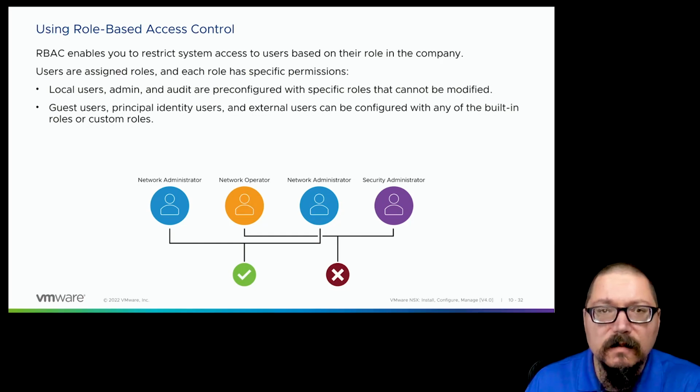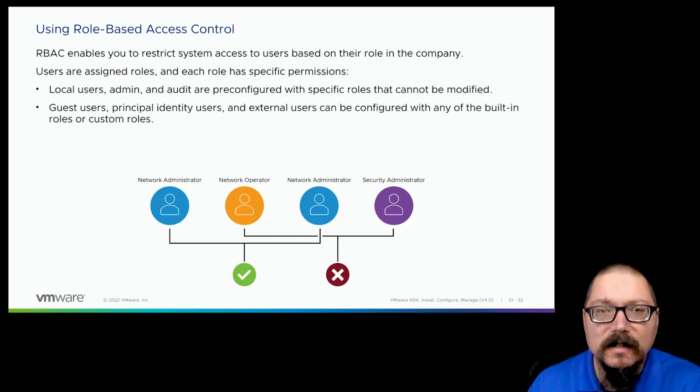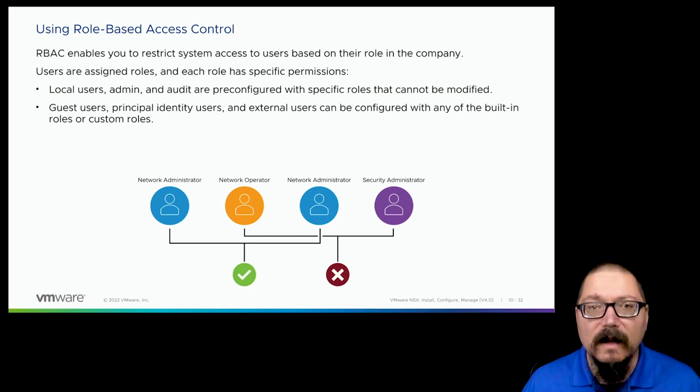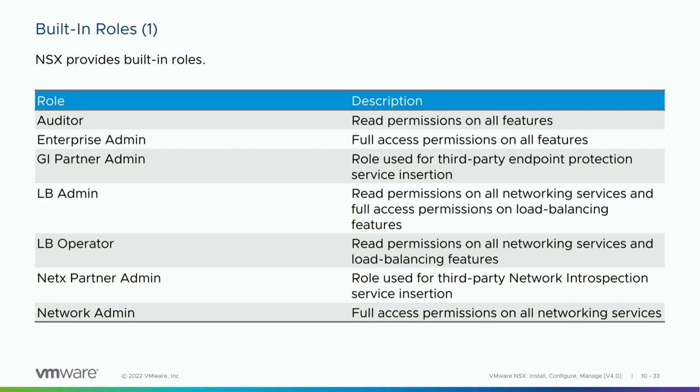Now, you and I are going to work with role-based access control primarily on named users through LDAP or VMware Identity Manager or something like that. But let's not forget that principal identity accounts and my local accounts also have roles assigned to them. The admin and the audit users, I can't change the roles, but they do have roles assigned. So what kind of roles do we have? Well, we've got this slide and the next slide. These are both going to describe for us, at least, what each role is about.